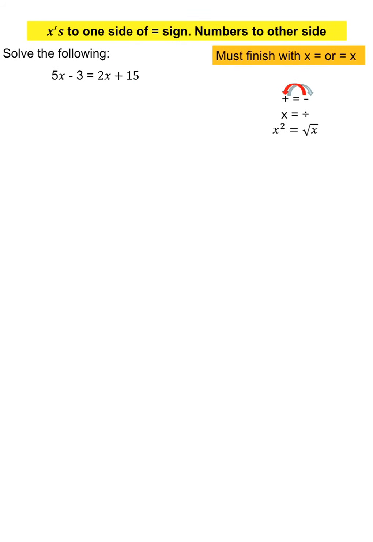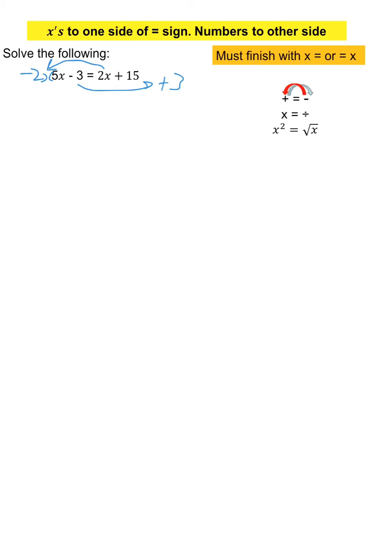Okay, so a bit more difficult here, but let's just follow it step by step. So we have 5x minus 3 equals 2x plus 15. And we need to bring our x's to one side of the equal sign, the numbers to the other side. So let's bring a 2x over here. So that 2x is a positive, so when we bring it across, it'll be minus 2x. And the minus 3 over here would be plus 3.